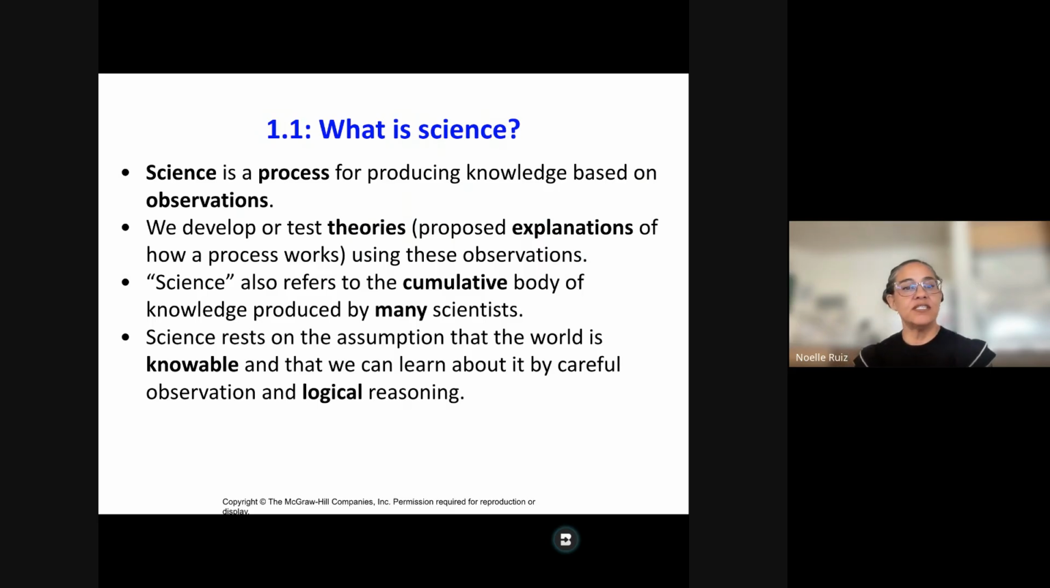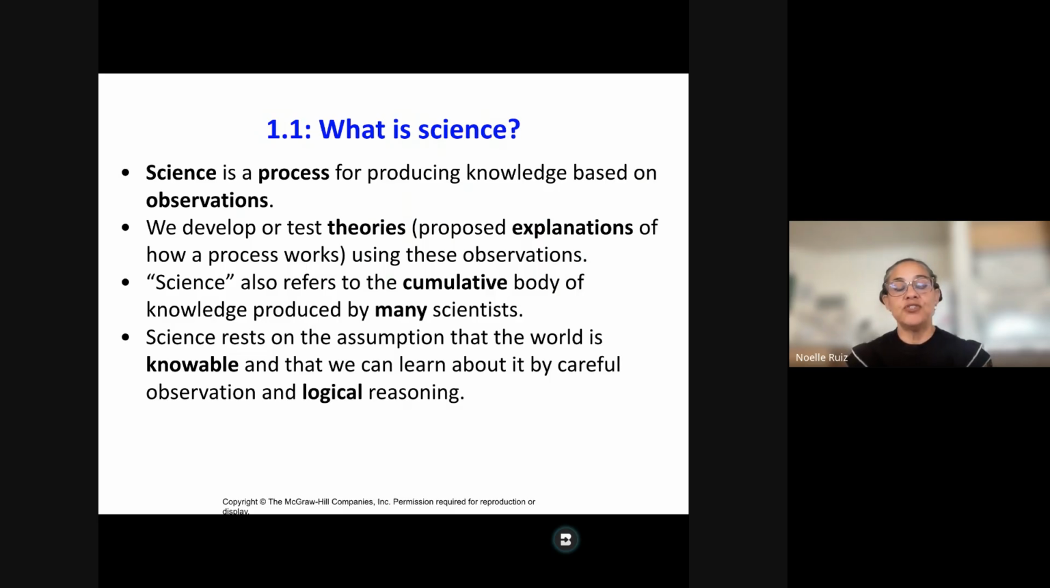But science is a process for producing knowledge based on observations. In the end, we develop or test theories. Theories are proposed explanations of how a process works using these observations. But from observation to theory, it is basically the first step of the scientific method to the very last step, if that last step even happens.